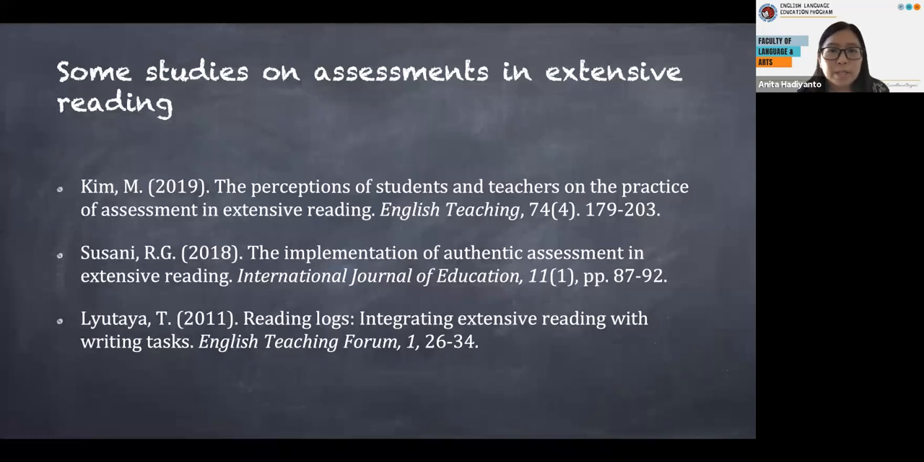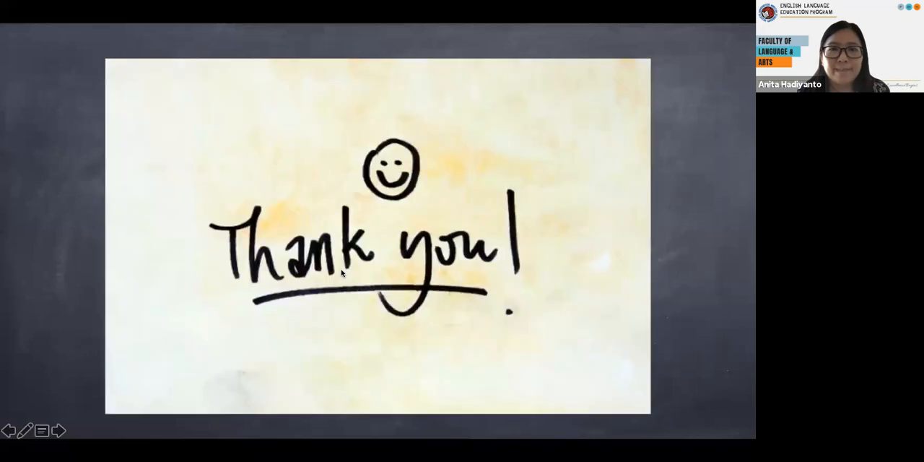And if you are interested in knowing more about assessment, these are a few studies, because not many scholars really discuss assessment in extensive reading. Mostly they discuss the benefits, but studies on assessment are still few. So if you're interested in knowing more, you can read these articles. So I think that's all for me.